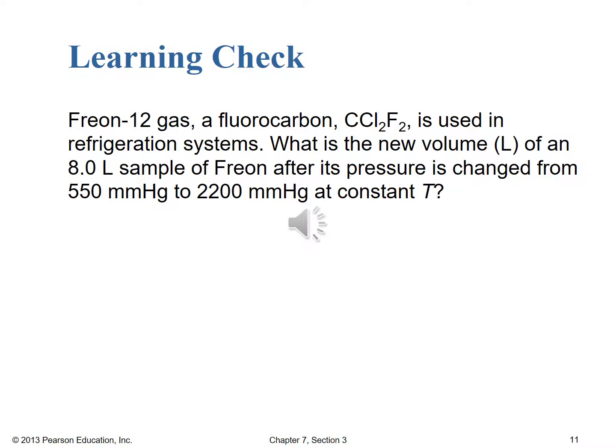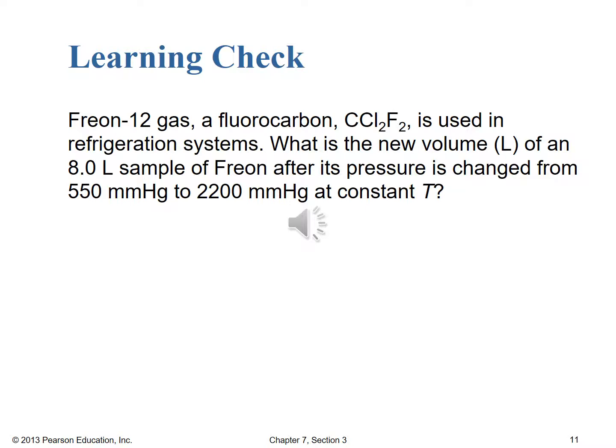Okay, so before we leave chapter 7.3 on Boyle's law, let's have a few learning checks, at least 2 different problems. The first one here, Freon 12 gas, a fluorocarbon, CCl2F2, is used in refrigeration systems. What is the new volume, in liters, of an 8.0 liter sample of Freon after its pressure is changed from 550 millimeters of mercury to 2200 millimeters of mercury at constant temperature? And again, assuming that we're in a refrigeration system, we're closed.